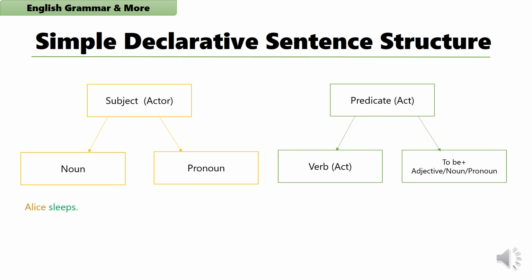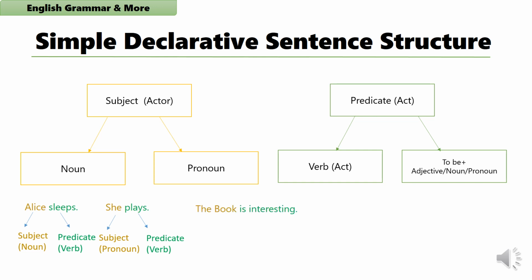For example, Alice sleeps. Here, Alice is subject, noun. Sleeps is predicate, verb. She plays. Here she is subject, pronoun. Plays is predicate, verb. The book is interesting. Here book is subject, noun. Interesting is predicate, consisting of to be and adjective.